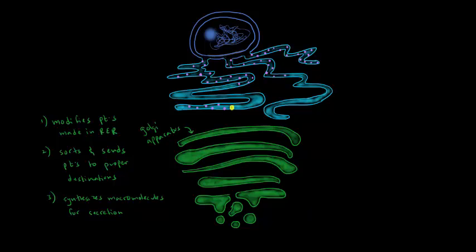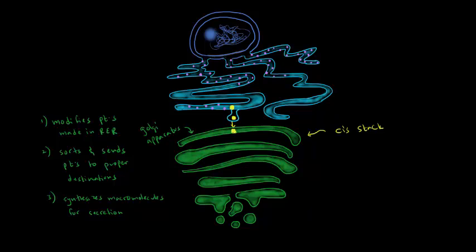So it'll bud off in a vesicle. Here's a vesicle budding off the endoplasmic reticulum. Of course, the protein is inside of it. And that vesicle will merge with the Golgi apparatus, and the protein will end up inside the Golgi apparatus. This part of the Golgi apparatus is known as the cis stack. The cis stack is the part that's closest to the endoplasmic reticulum.